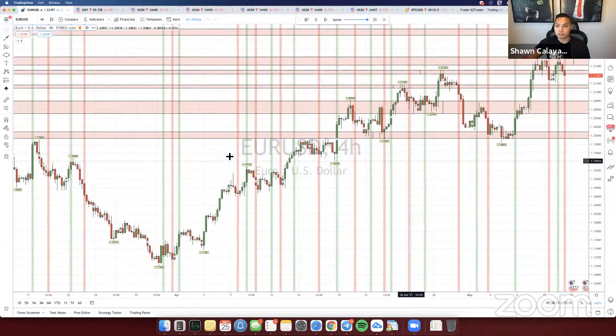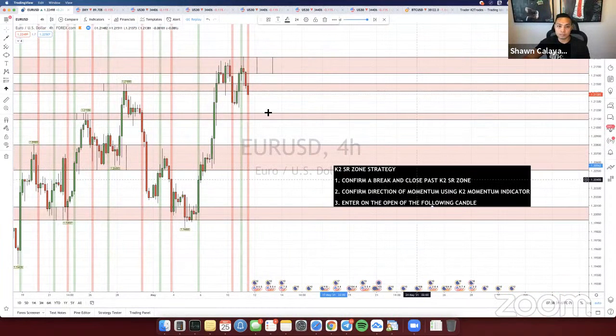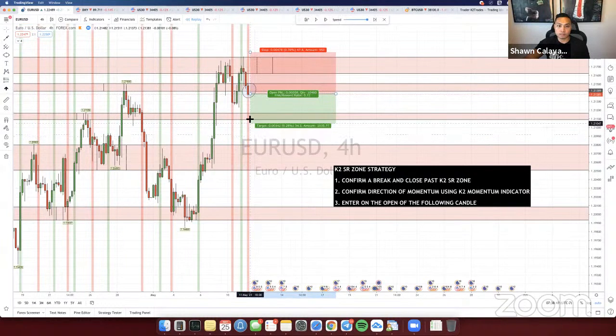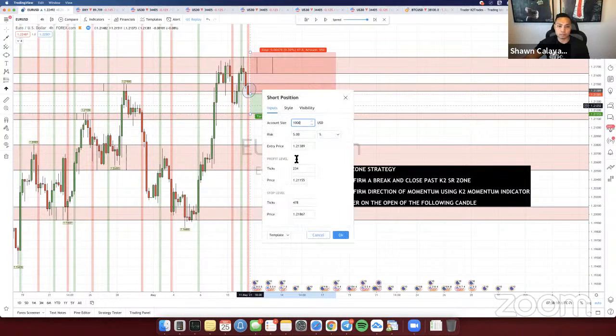I'll show you how it works from both ways. So just looking at this right here, we confirm our break and close past the K2SR zone. This candle right here is breaking, closing past the K2SR zone, right? So with that said, we have the first requirement. Second requirement is to confirm the direction of momentum. Right here, we have a momentum signal downwards. So from there, we take a sell right there, and then we ride it to the next zone somewhere around here, right?